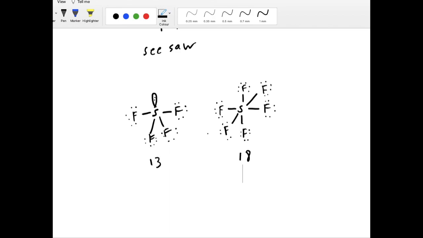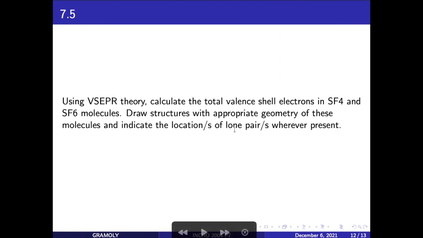What else did the question ask? Draw the structures with appropriate geometry of these molecules and indicate the locations of lone pairs wherever present. Okay, so wherever present does tell you that you should mark the fluorine lone pairs as well.